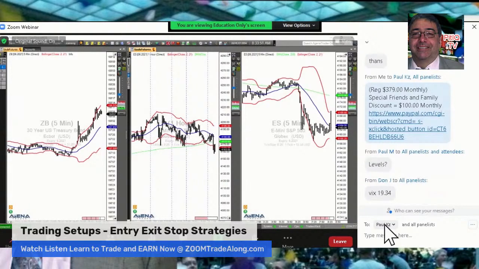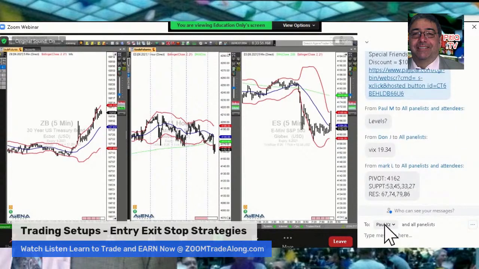So can we repeat the levels in the chat box area? Some of you might have been a little bit late. There we go. And again, use those as a guide. There's nothing etched in stone here. You can add to them, subtract from them. We have added to them. We have subtracted from them. We have deleted some of them because of the way the price action told us to. So there's various ways. Those are just a guide to the day, nothing etched in stone.